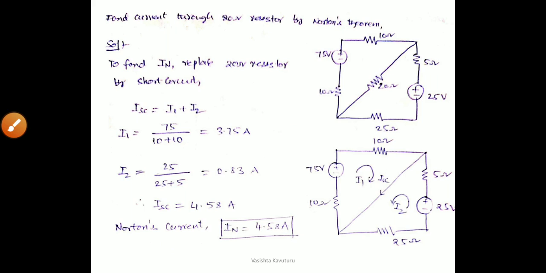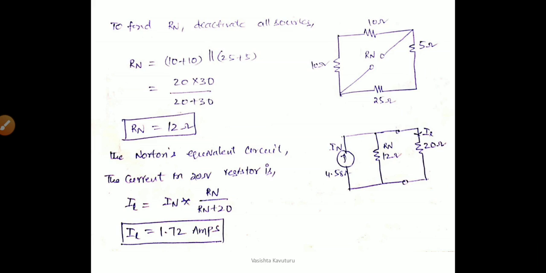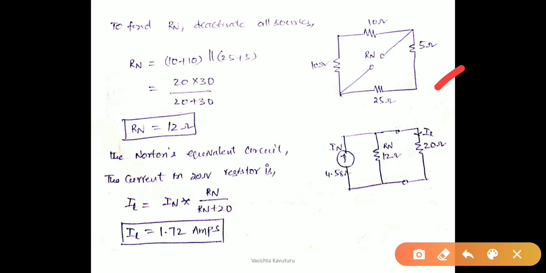To calculate the Norton resistance, we have to remove this 20 ohm resistor, and then we have to deactivate the sources in the given network. From the given network, we have two voltage sources. We have to make these two sources a short circuit, and then the equivalent circuit is shown in this figure. Upon removing the load resistance, that is the 20 ohm resistance, and deactivating the sources, this is the equivalent circuit. So from this equivalent circuit, we have to calculate the Norton resistance Rn.